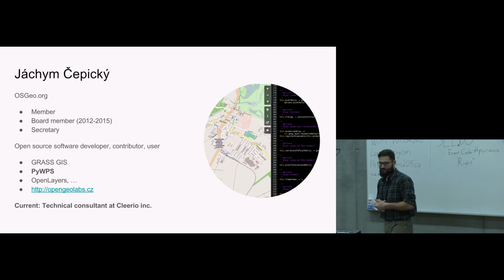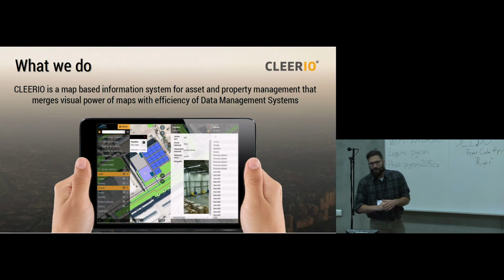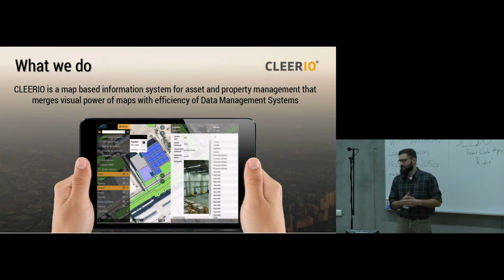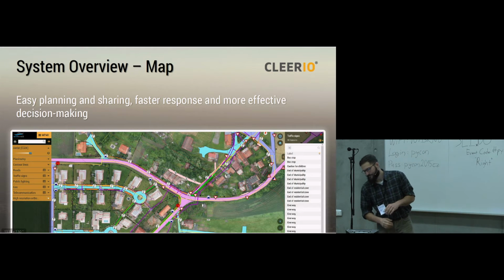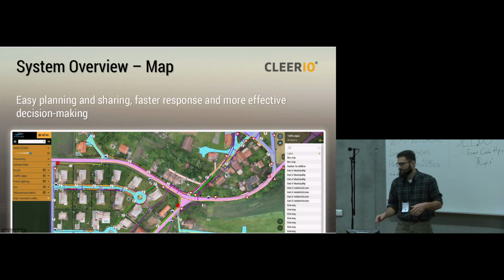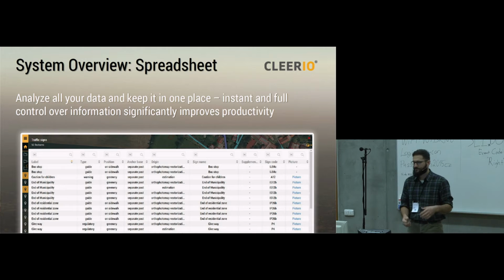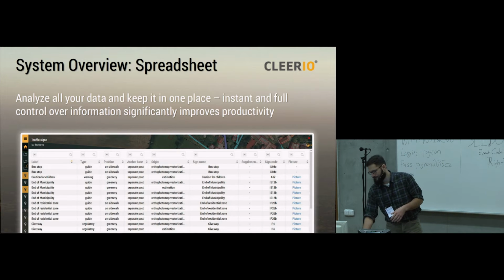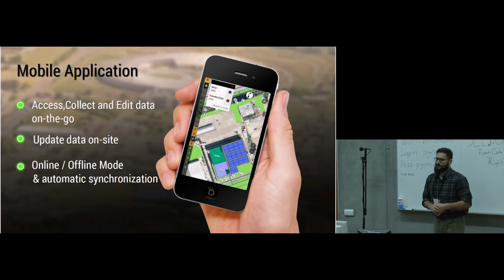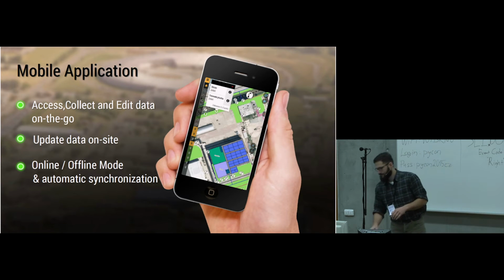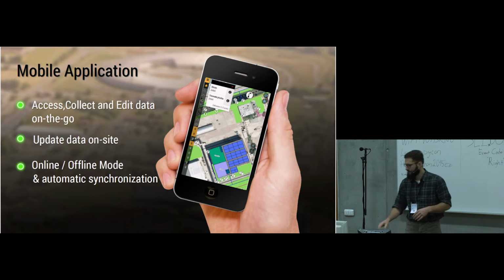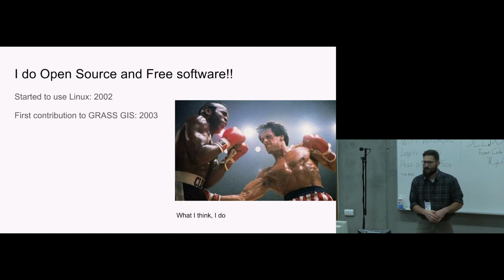Now I work as a technical consultant at Clear company. What do we do? You've probably seen it already. We do map information systems or geographical information systems for assets, for property management. And we try to combine the map-centric view of the data together with the so-called data-centric view of the data. That means we combine a map together with a table as much as possible. And, of course, the whole system runs on mobile phones and web browsers. And apparently, we are using lots of open source.